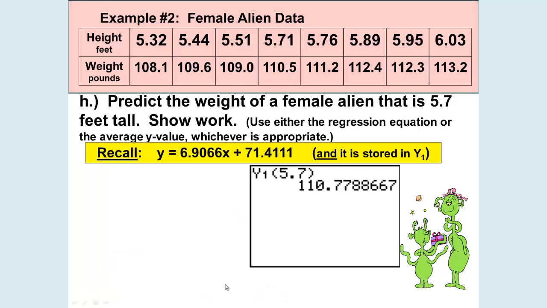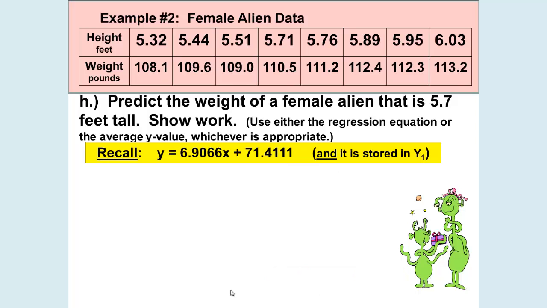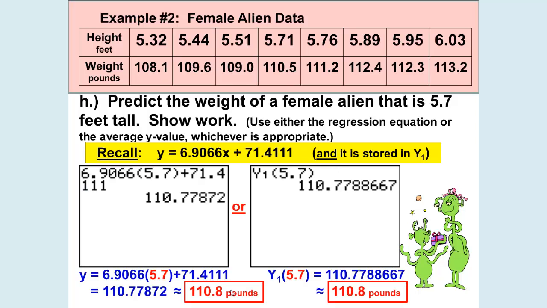Or we can use the shortcut method if we have it stored in y1 by going y1 parentheses 5.7 end parentheses, and the calculator will automatically plug 5.7 in for the x in equation y1. And that also gives us 110.778, or approximately 110.8 pounds. Either way is correct.